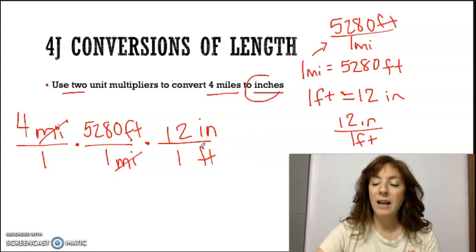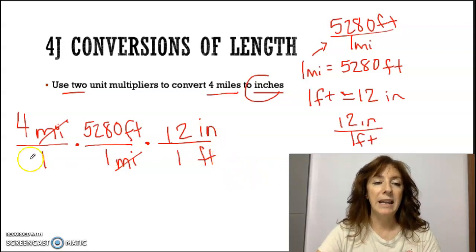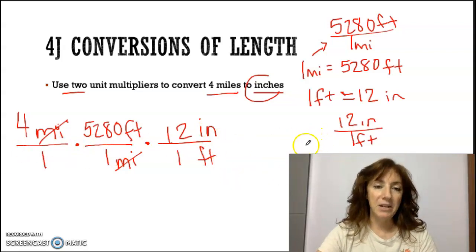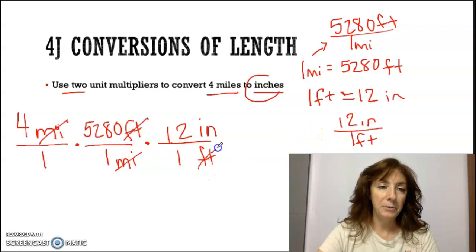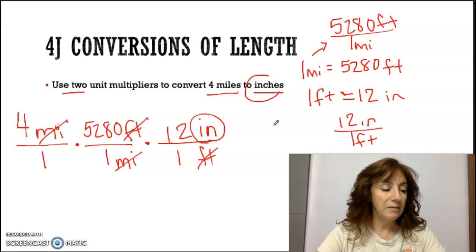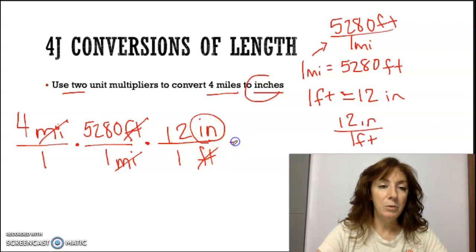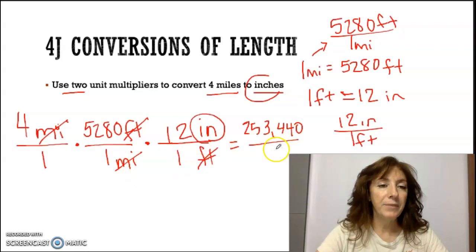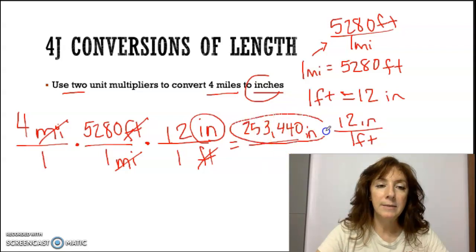So now I'm set to go. If you'll line them all up before you do any multiplying and get everything in order, then it's much easier to work. My feet cancel. The only units I have left is inches. And I can use my calculator. 4 times 5280 times 12 equals a big number. 253,440 over 1, which I don't have to write 1 in the denominator. It's understood. And my units are inches.